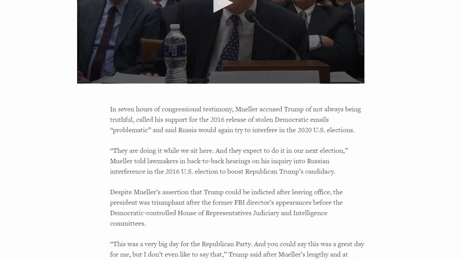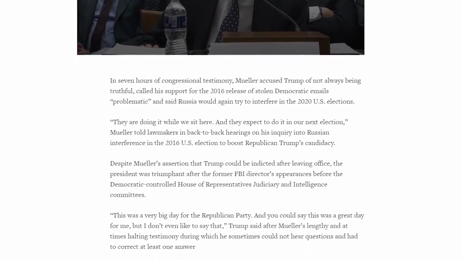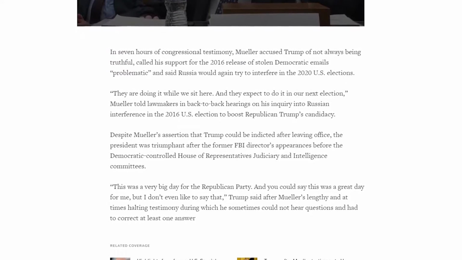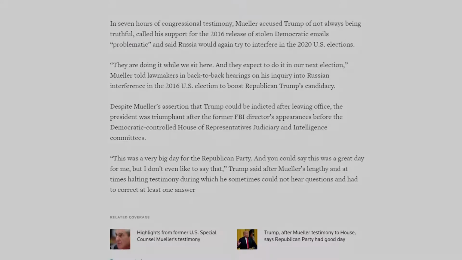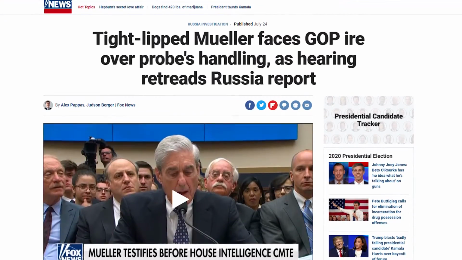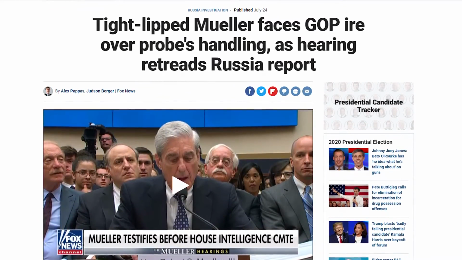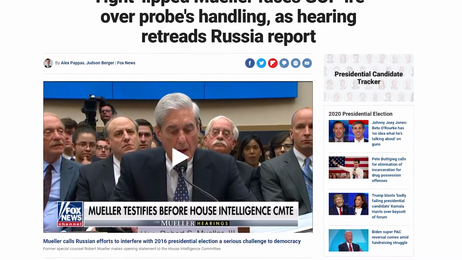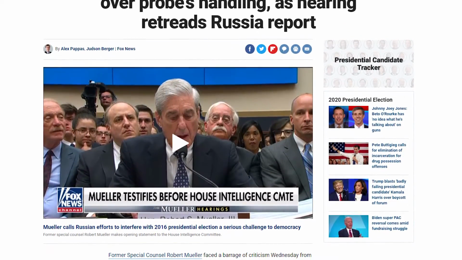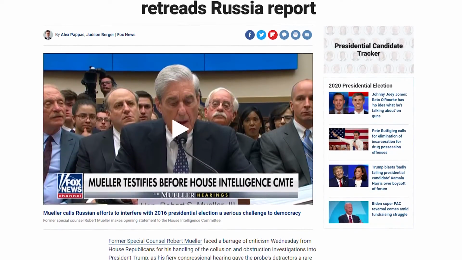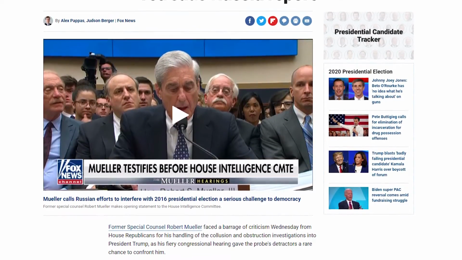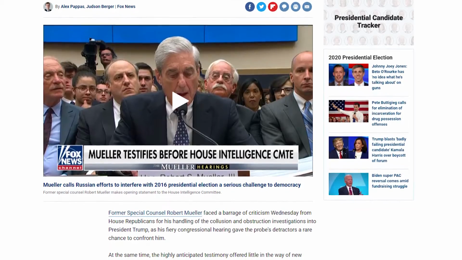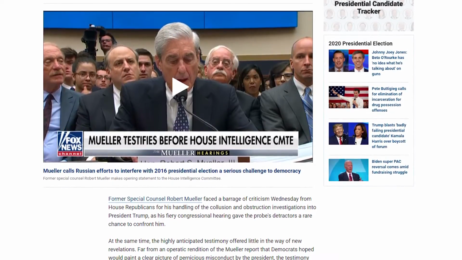When it comes to the format, quotes and explanation on the main points, Mueller's testimony and non-exoneration, as well as Trump's victory speeches. From Fox News, tight-lipped Mueller faces GOP ire over probe's handling, his hearing retreats Russia report. The focus here is that the Republicans are heavily criticizing Mueller for the double standards of his investigation. They accuse him of bias against the president, arguing that there is no exoneration required since Trump is innocent until proven otherwise.